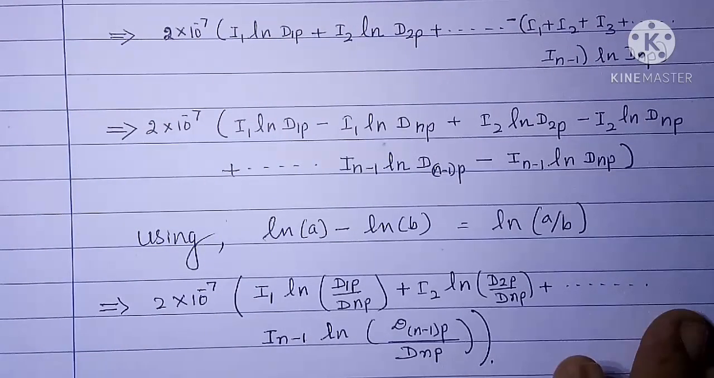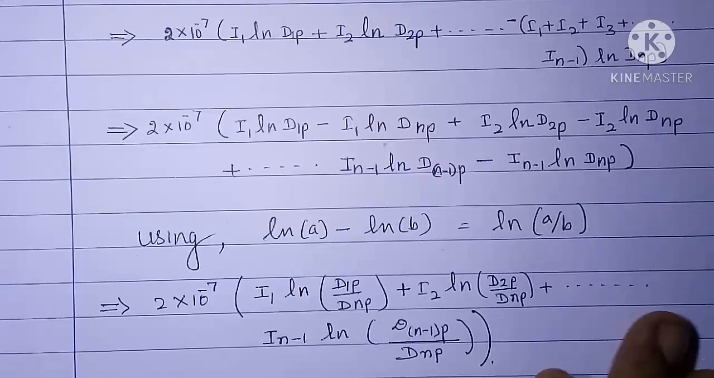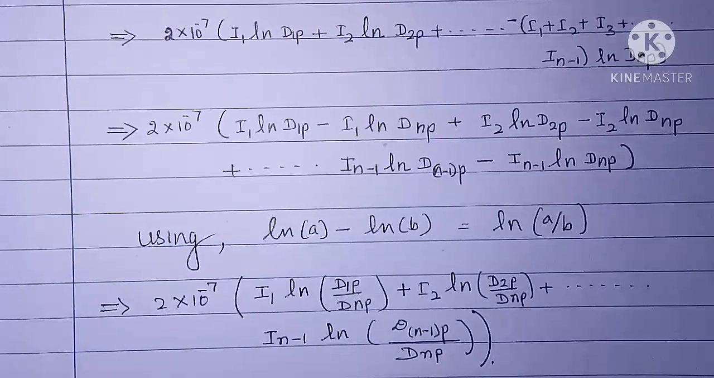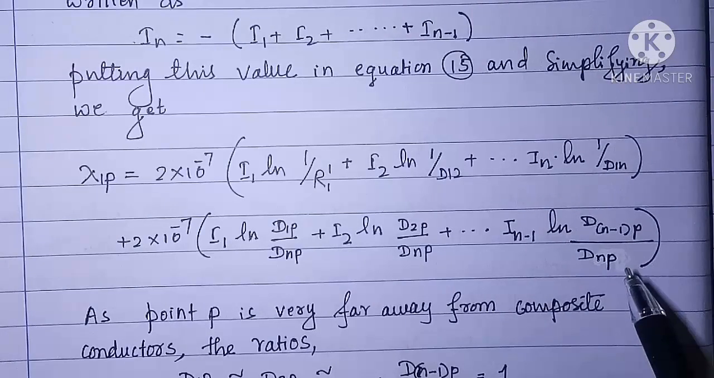So this is how we get the simplified second term, and this second term we have used in lambda 1p, that is here, right?